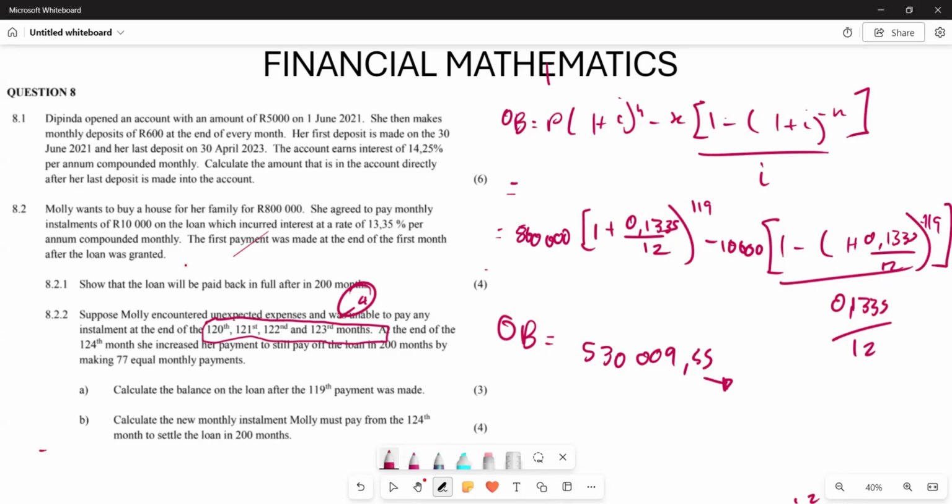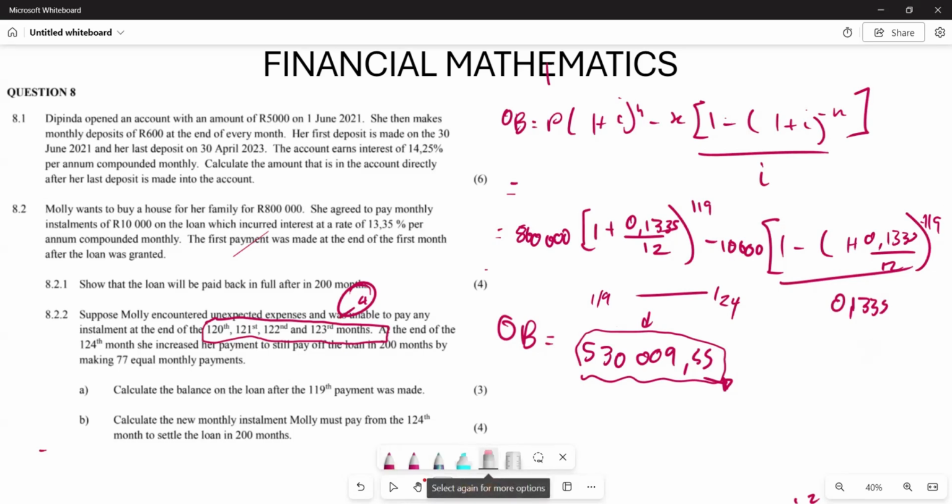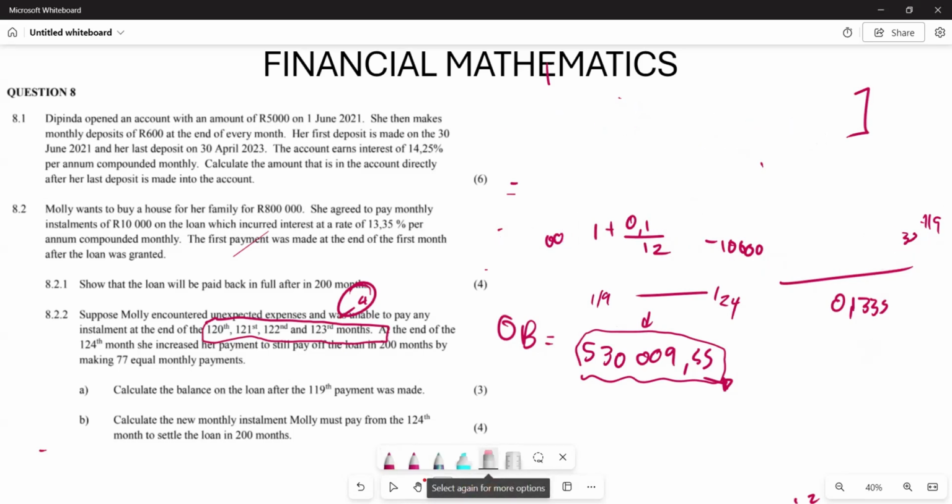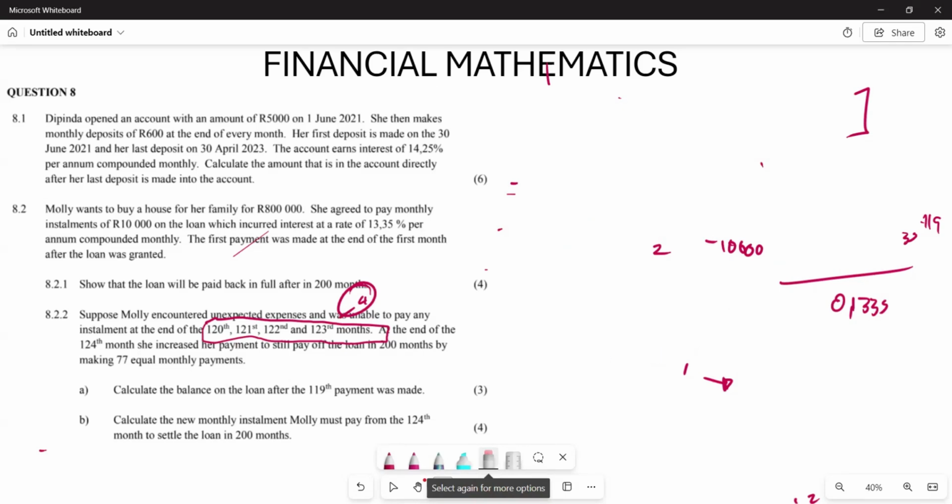So what can we do from here? The first thing is that we need to calculate, remember, this is the amount after the 119th month. From the 119th month up until the 124th month, how much interest did this money earn? That's the first thing we need to know. So we are going to come back and calculate the interest this money earns, and then take that money with interest and find out what the monthly installment is going to be.